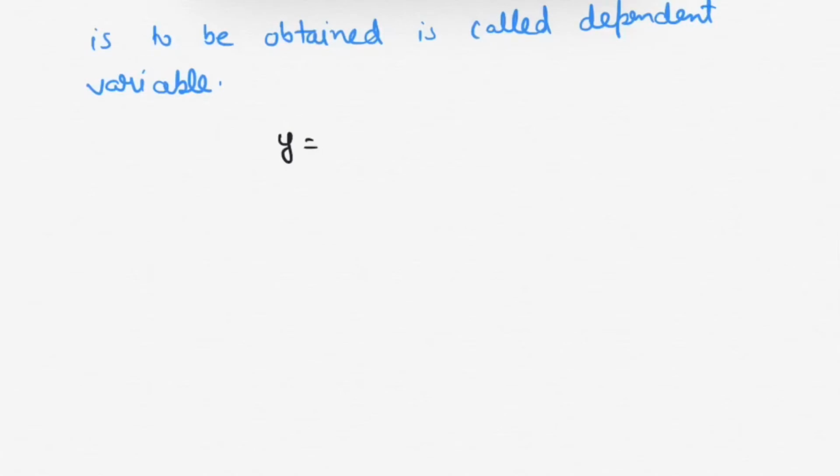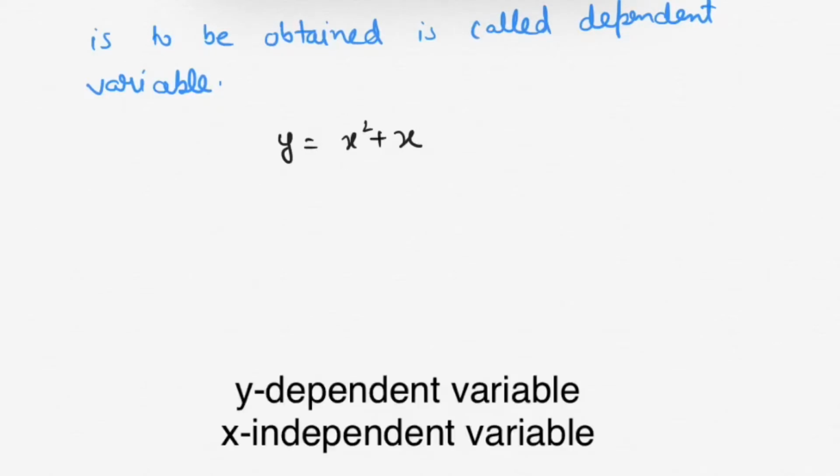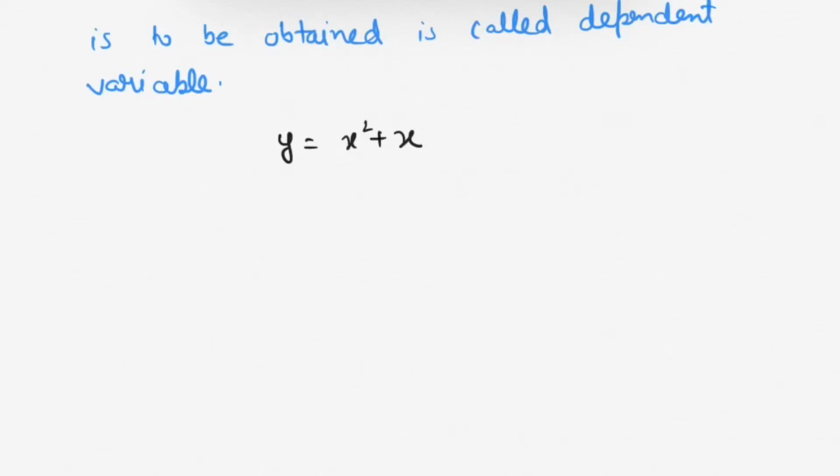Y equals to x square plus x. Okay, in this equation, when I plug in the value of x, I get the value of y. That means here y depends on the value of x. Hence y is dependent variable and x is independent variable. I hope everything is clear to you till now. Now let's proceed to the main topic of today's discussion. Let us see what is linear differential equation and what is non-linear differential equation.